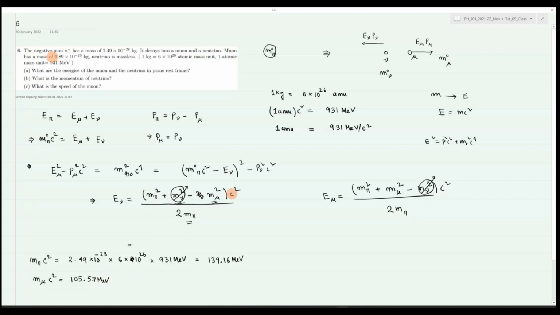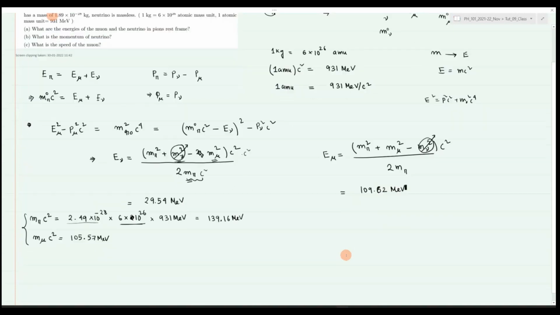Now you just substitute. This one you can do by multiplying c square above and below. You know this value, and you can substitute here. Are you guys with me? Okay, first you have to know how to do this. Write the kg in terms of AMU, then the AMU in terms of MeV. Then it will come out to be equal to this much. The energy of the neutrino will come out to be this much, and the energy of the muon will come out to be equal to 109.62 MeV.